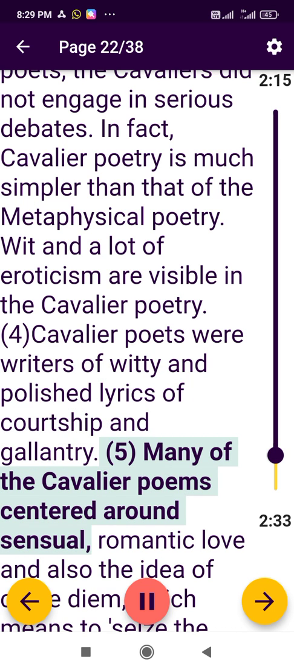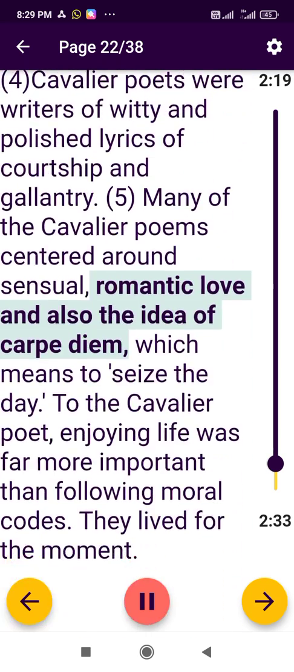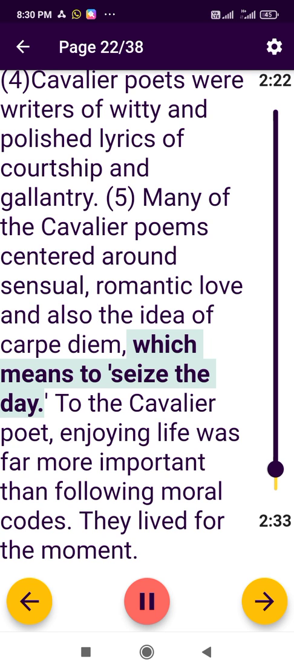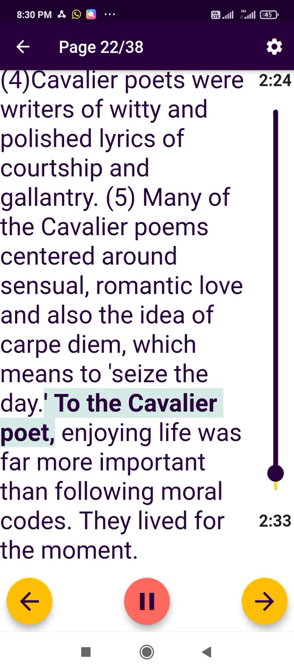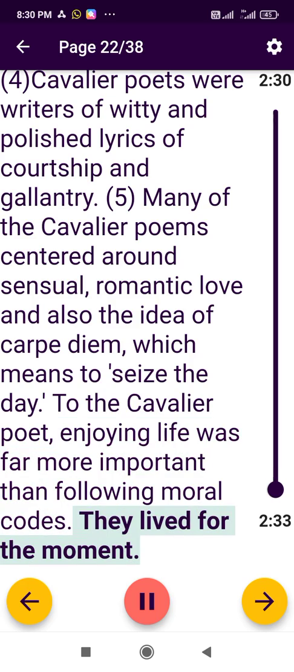5. Many of the cavalier poems centered around sensual, romantic love, and also the idea of carpe diem, which means to seize the day. To the cavalier poet, enjoying life was far more important than following moral codes. They lived for the moment.